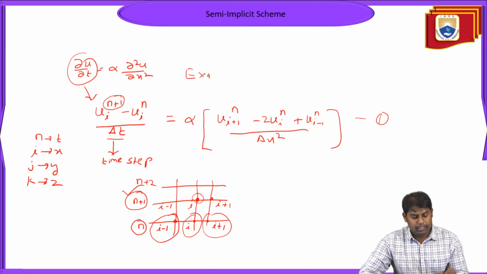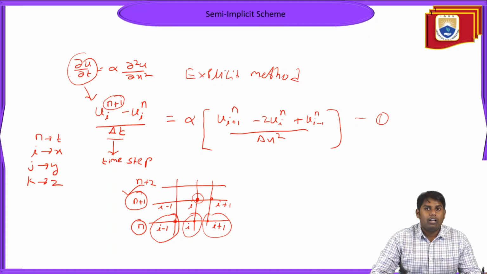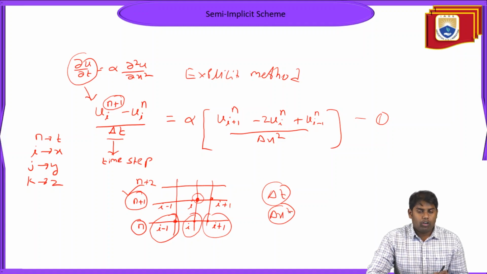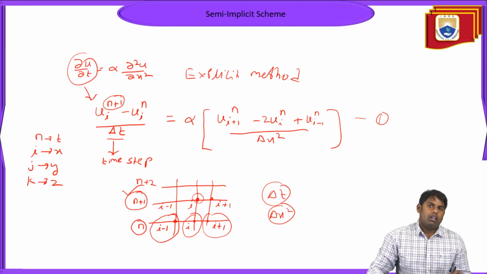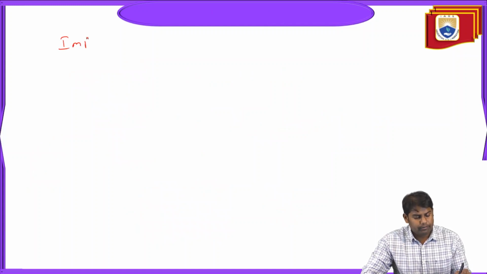So this is the explicit method. In the explicit method, we have only one unknown variable and all the remaining variables are known parameters. The order of accuracy is Δt, so it is first order accurate in time and second order accurate in space, with Δx². Now let's see what is the implicit scheme.